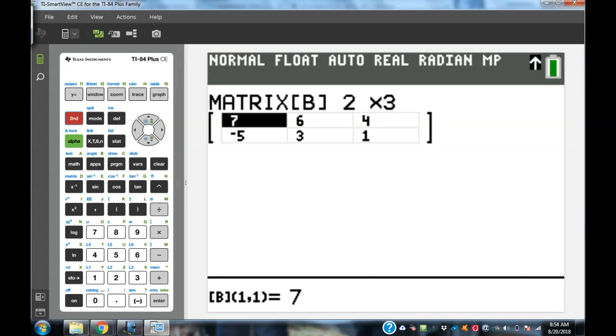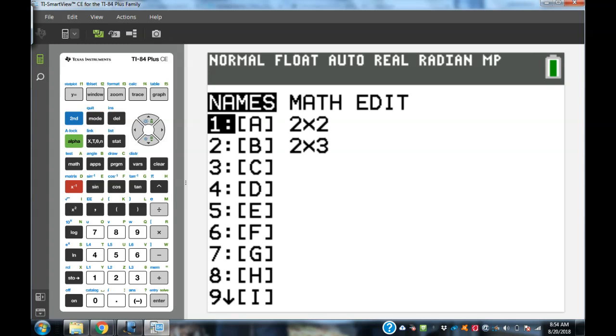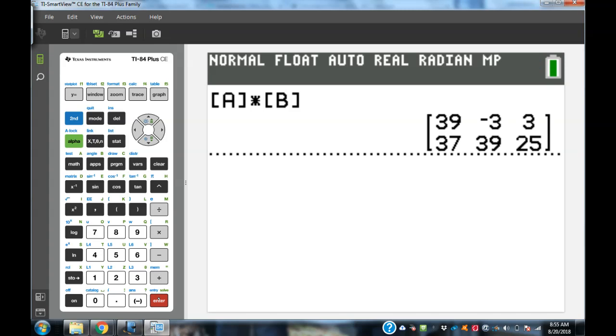Make sure you remember which one is the left matrix and which one's the right, because it's not the same. If I turned this around and did B times A, is that even legal? It wouldn't match up. It doesn't work that way. So I'm going to take matrix A times matrix B. And I actually don't think you even have to put the multiplication symbol in there. I just do to reiterate that's what we're doing. And there we have 39, -3, 3, 37, 39, 25. Cranks that out for you.